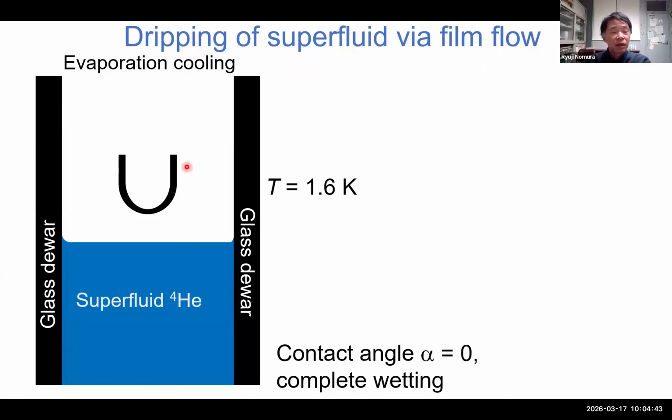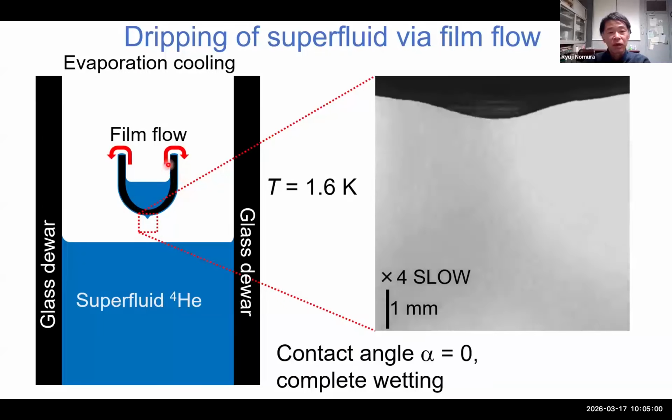Let me explain the experimental setup. We have a glass dewar, and we made superfluid helium-4 by evaporation cooling. We prepared a small cup, and we scoop this liquid into the cup. Due to the superfluid film flow, superfluid helium-4 drips from the bottom. Our temperature was 1.6 Kelvin. And I examined the oscillation of the pendant droplet and this dripping process.